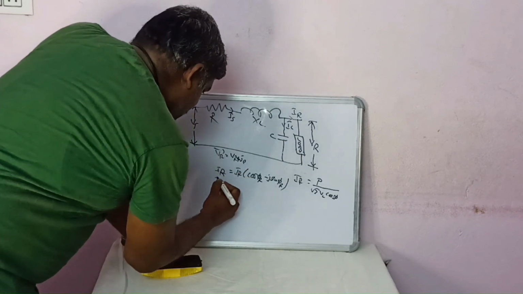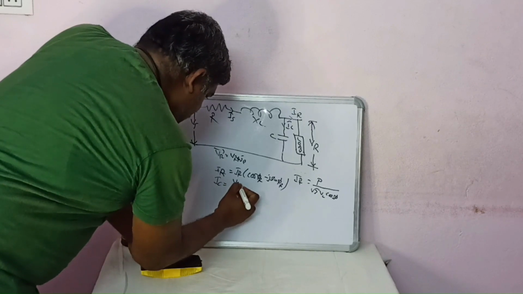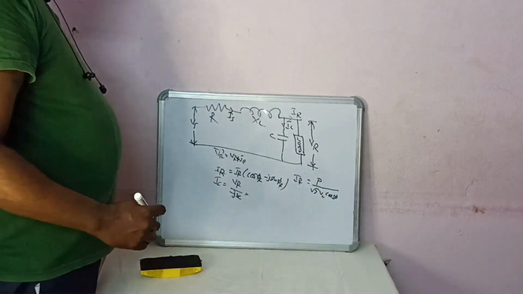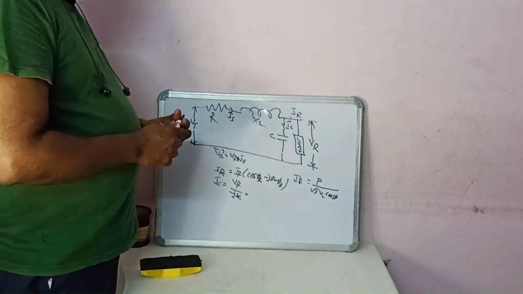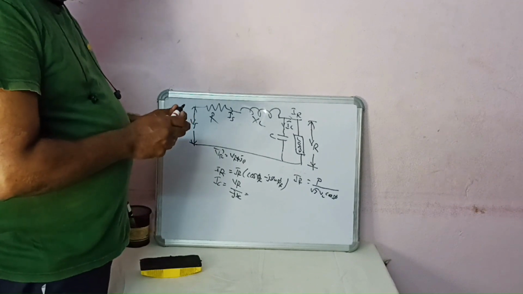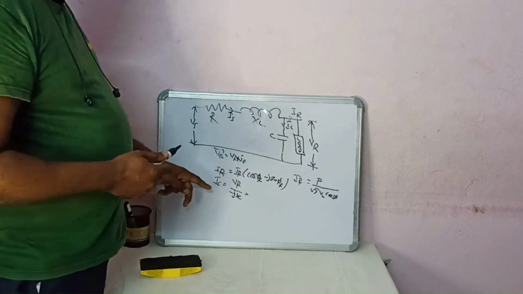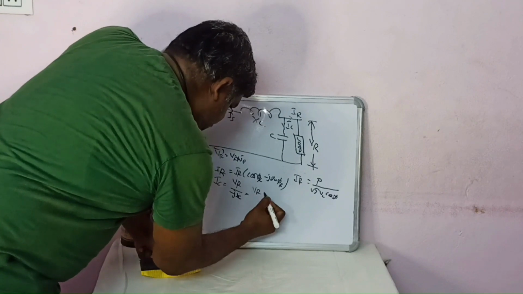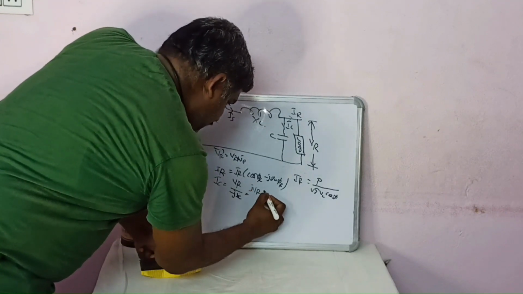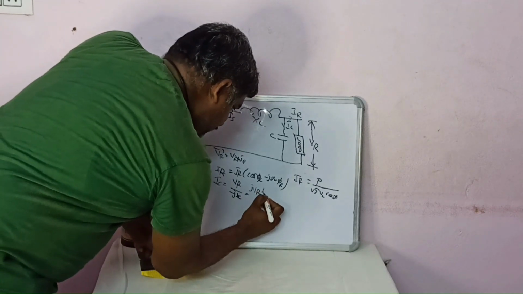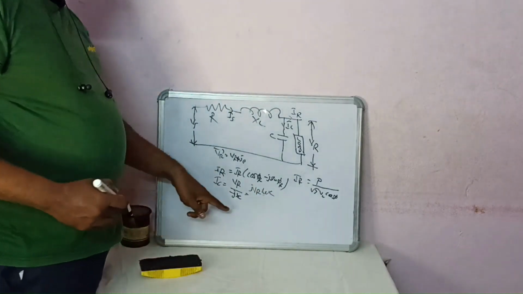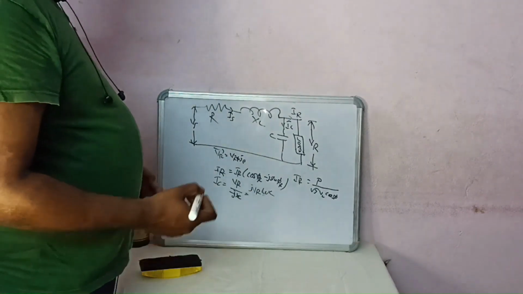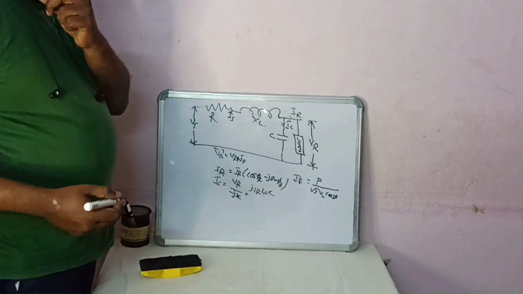So IC can be defined as VR divided by minus jXC. See here, the capacitance is connected across the receiving end. So it can be defined as VR divided by minus jXC, which becomes j VR omega C, since XC is equal to 1 by omega C. So it becomes j VR into omega C. Omega, you might be knowing, is equal to 2 pi f.